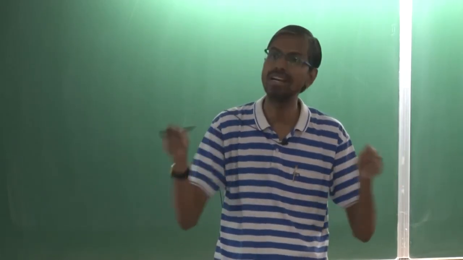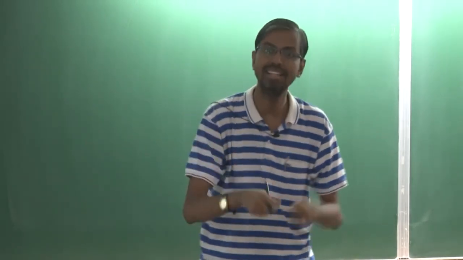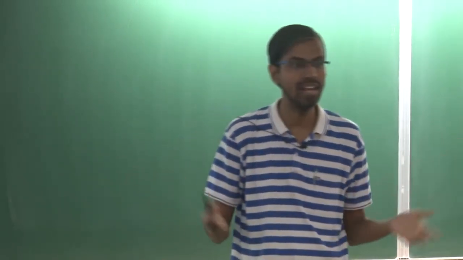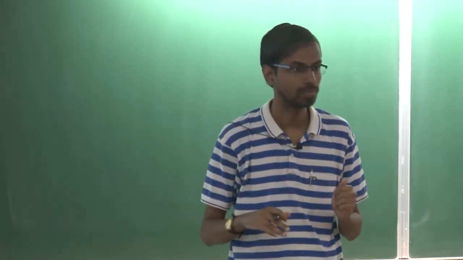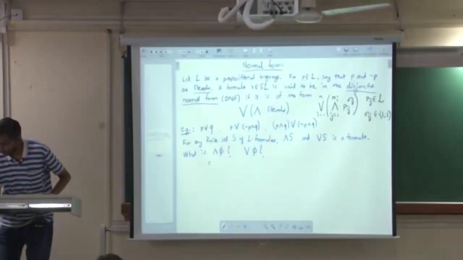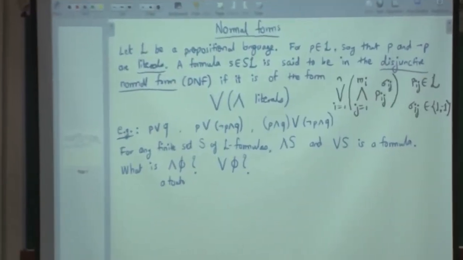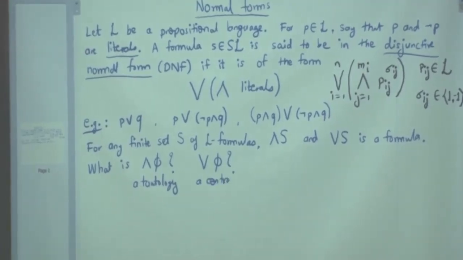If you put more constraints, conjunction is like you want this and this and this and this. If you don't want anything, then you might as well be the top element. There are no restrictions. Okay, so this is a tautology. And this is a contradiction.